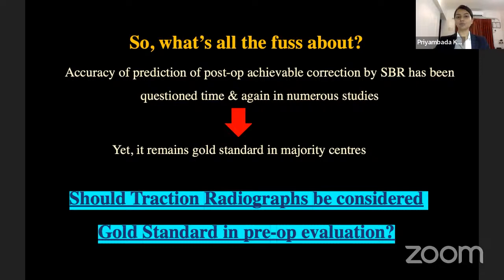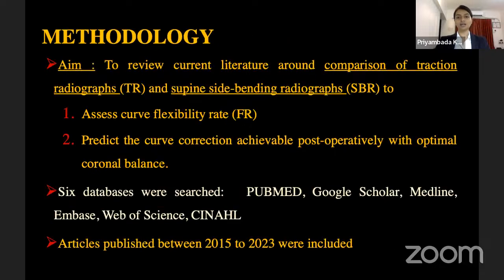Accuracy of prediction of the post-op achievable correction by bending X-rays has been questioned time and again by many authors, and yet it remains the gold standard at majority centers. Makes us wonder, should traction radiographs be considered the new gold standard in pre-op evaluation? Our aim today is to review the current literature around comparison of traction radiographs and supine side bending radiographs to assess curve flexibility rate and to predict the curve correction achievable post-operatively with optimal coronal balance.